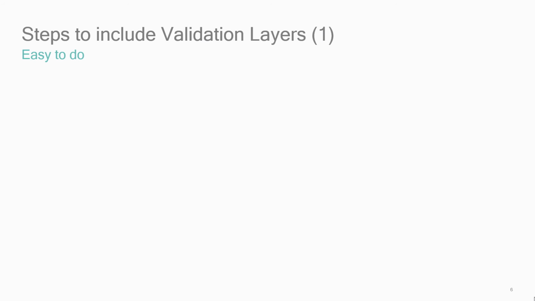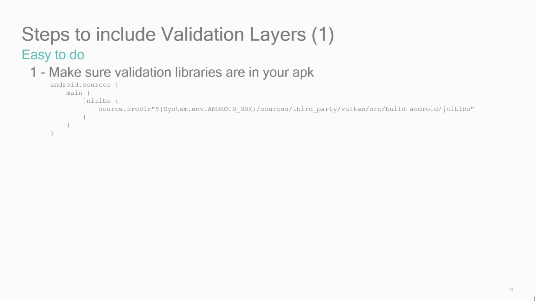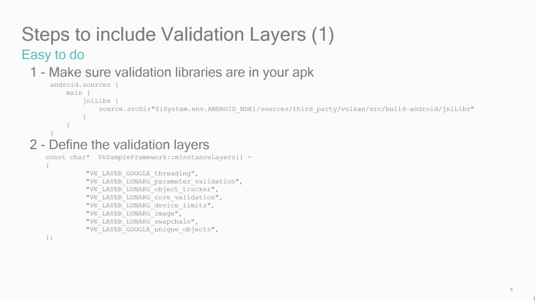Here's an overview of the steps to include the validation layers in your app. First, make sure the layers are included in your APK. With Android Studio and Gradle, you can use the following snippet to include the layers. Note that developing on Windows, this snippet requires that the Android_NDK environmental variable be set to point to the NDK bundle folder in the Android SDK. Next, define a list of the validation layers you'll be requesting. As mentioned in the previous slide, order is important.